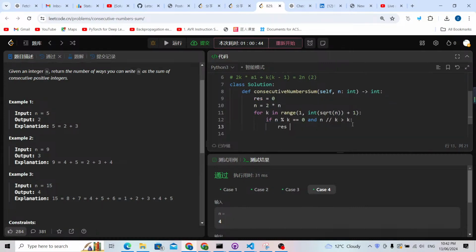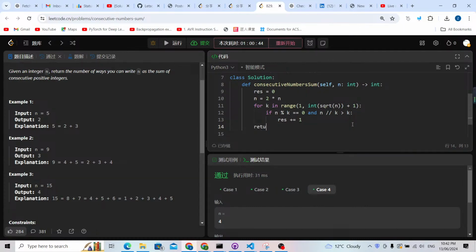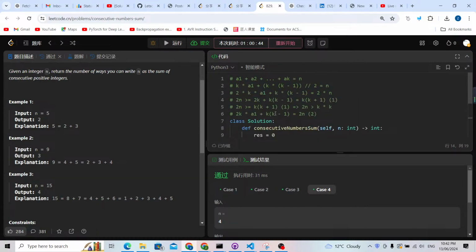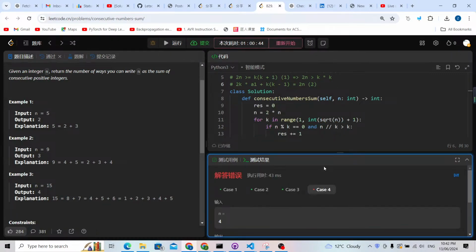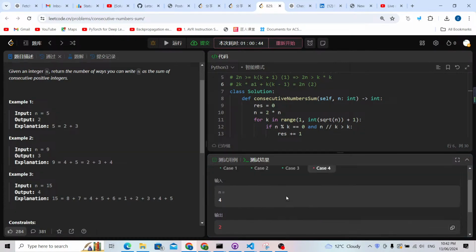But currently we cannot get the result. I think it's going to be wrong because we didn't use the second formula. This is just to check if it is more than or equal, and for the second case we have to check the equal. Otherwise we cannot get the result. Let me check that. As you can see, it passed 3 testing cases, but for testing case 4, it didn't work.